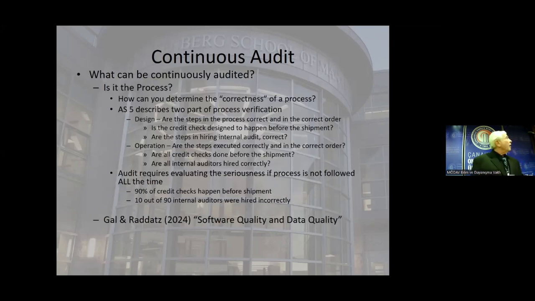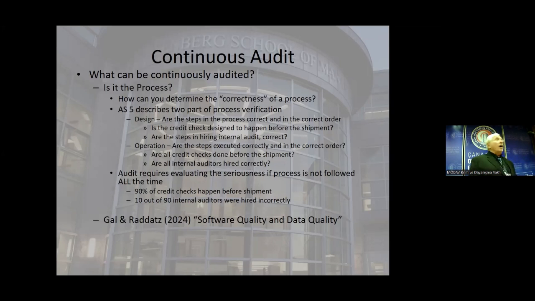So my area is related to this. Instead of auditing the data, what if I'm auditing the process? And we know about the processes that are going on. So for instance, how can you determine the correctness of a process? Auditing Standard 5 looks at 2 different ways to audit internal controls, or the process. The first one is design. When we think about design, what we're saying are things like, are the steps in the process correct? And are they designed to do something correctly? And so when we look at that, correct order.